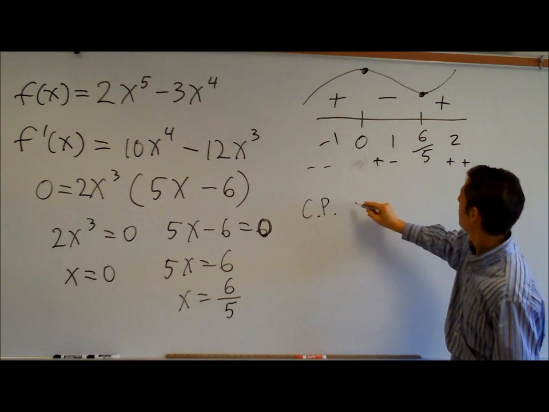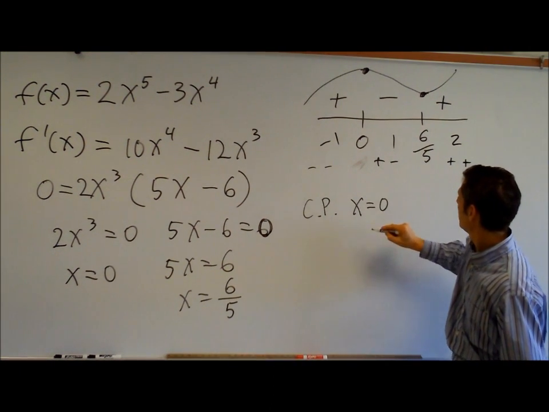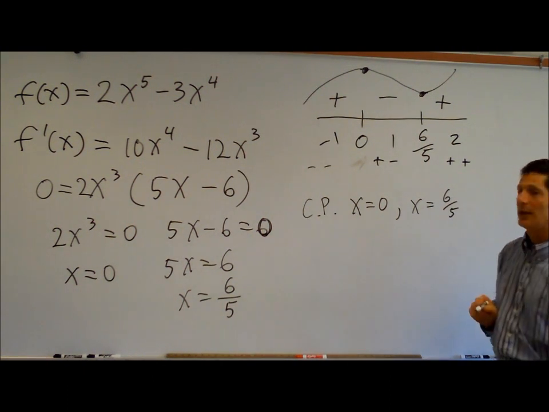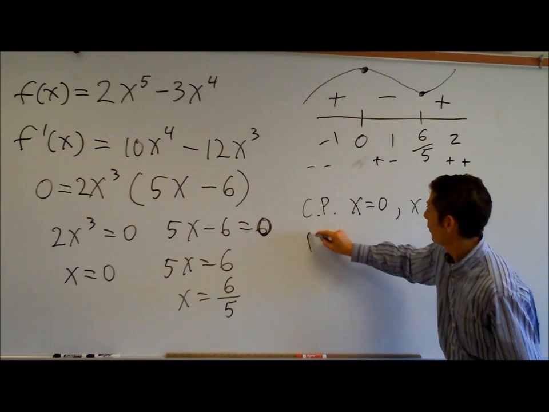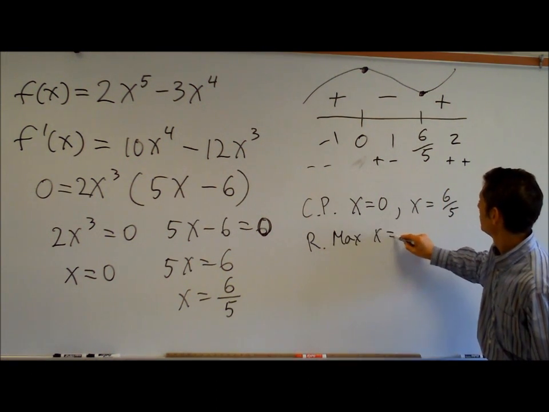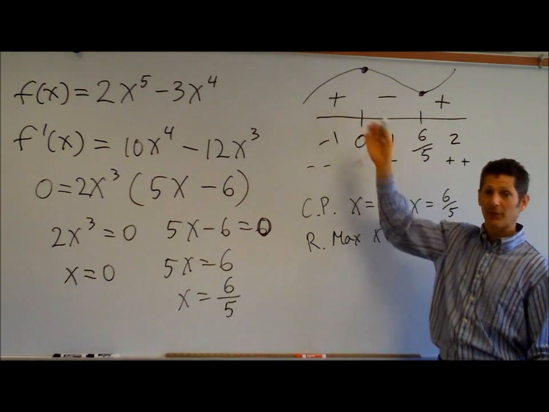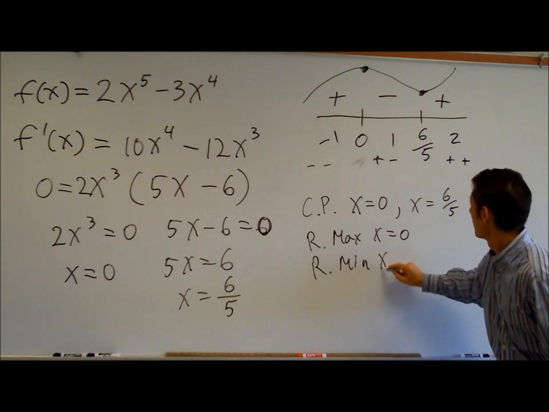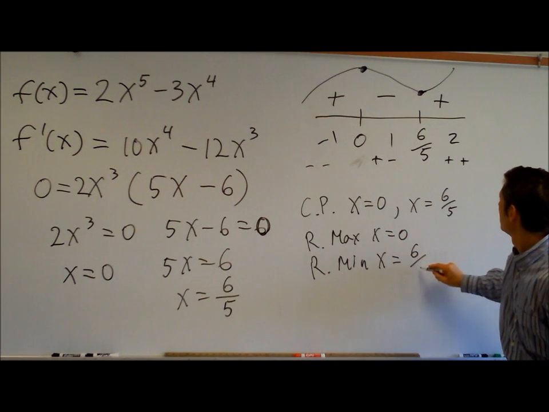Abbreviate. Critical points at x equals 0 and x equals 6/5. I have a relative maximum at x equals 0. It's pretty obvious that that's a maximum. I have a relative minimum at x equals 6/5.